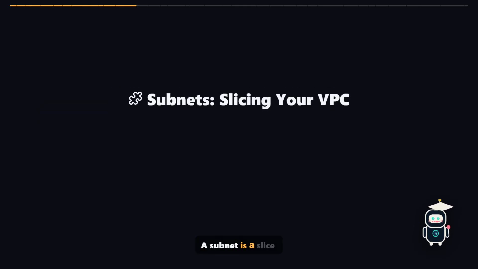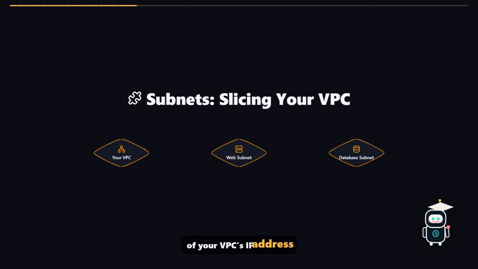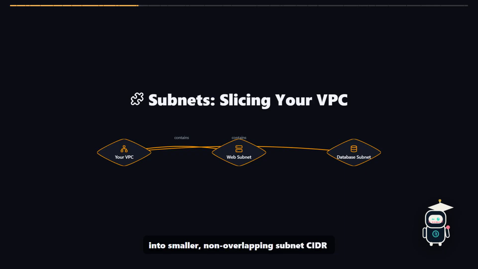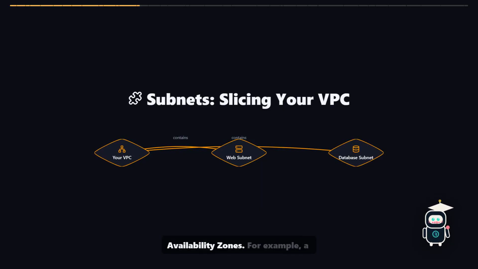A subnet is a slice of your VPC's IP address range, and every subnet belongs to one availability zone. You divide the VPC CIDR block into smaller, non-overlapping subnet CIDR blocks. That lets you separate tiers and spread capacity across availability zones.